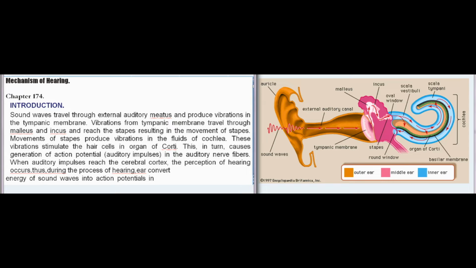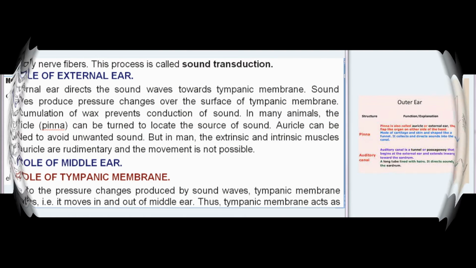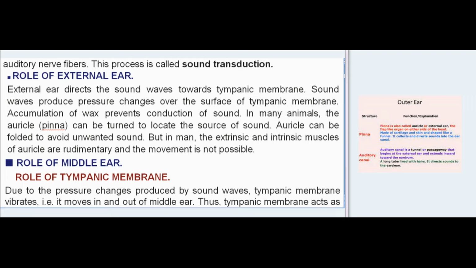When auditory impulses reach the cerebral cortex, the perception of hearing occurs. Thus, during the process of hearing, ear converts energy of sound waves into action potentials in auditory nerve fibers. This process is called sound transduction.